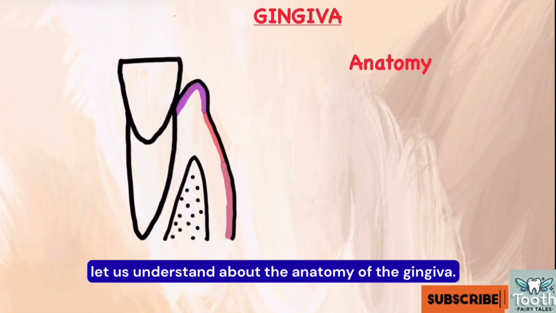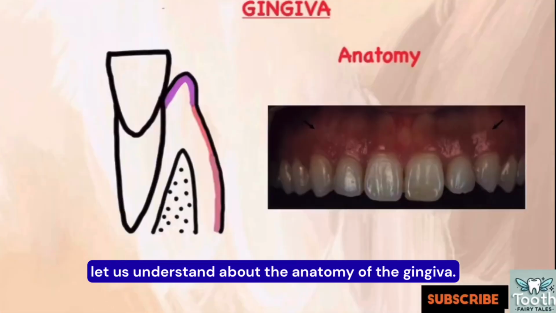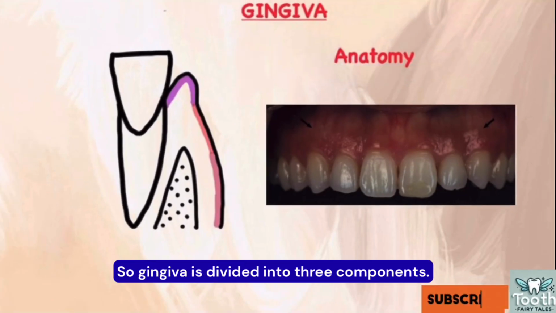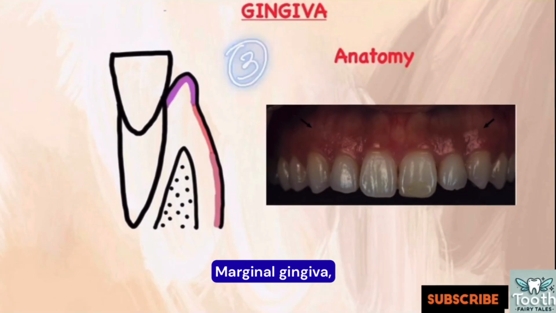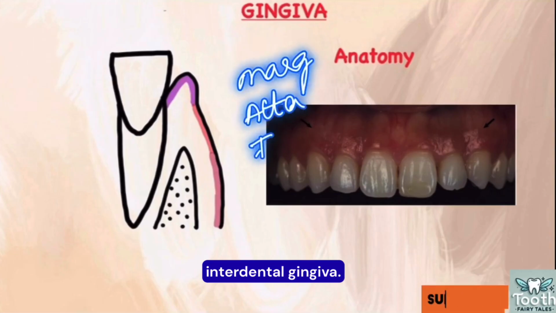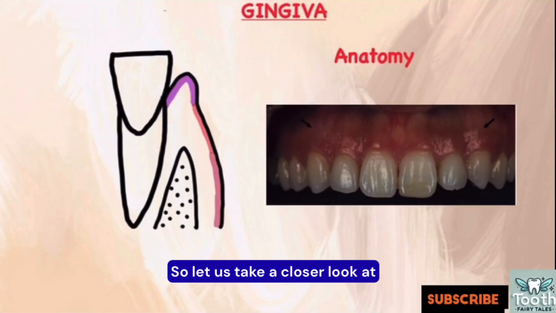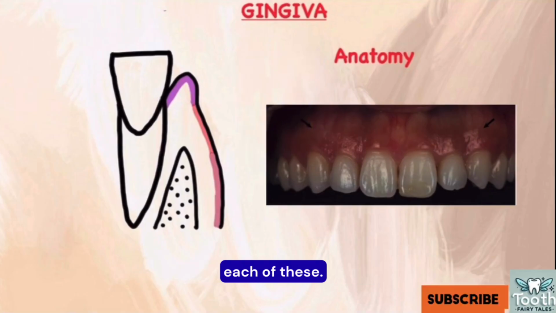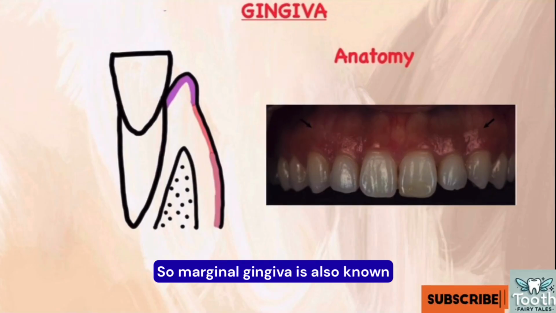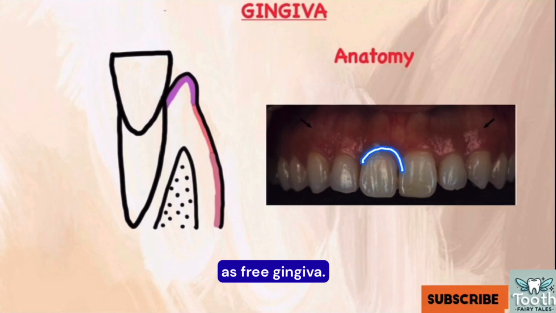Next, let us discuss about the anatomy of the gingiva. Gingiva is divided into three components: marginal gingiva, attached gingiva, and interdental gingiva. So let us take a closer look at each of these. First, let us start with the marginal gingiva. Marginal gingiva is also known as free gingiva.